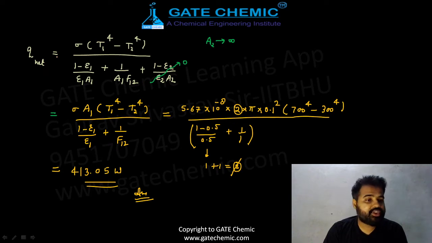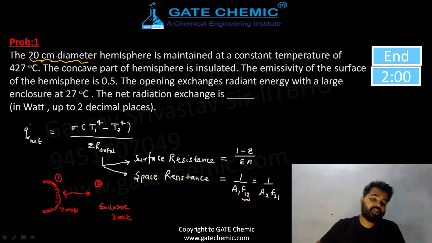You want explanation again, beta Chetan? Okay, no problem. See here, in this problem, it is written that the 20 centimeter diameter hemisphere is maintained at a constant temperature of 427 degrees Celsius. Beta, do you want the explanation in Hindi or English? Whoever wants it repeated, please tell me your language.